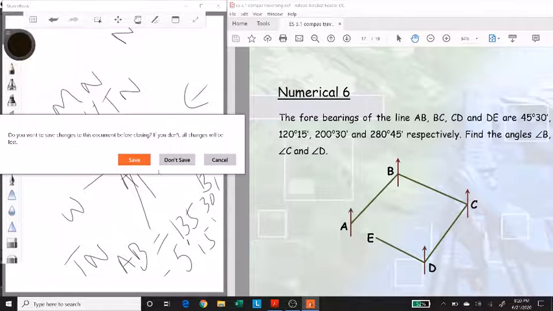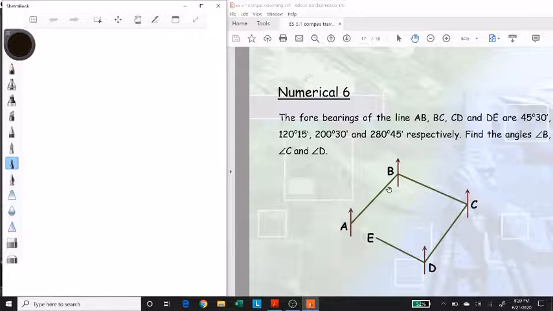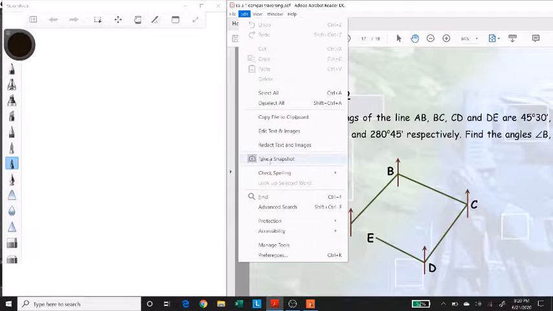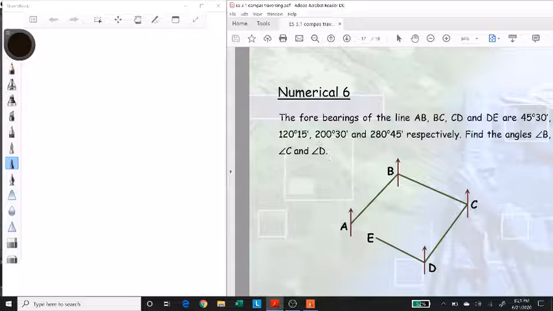So in this numerical, what you have to do is find out the interior angles B, C, and D. Let me put it on the sketchboard.